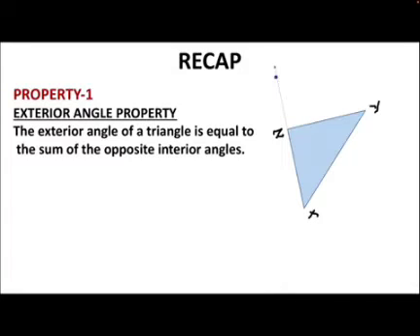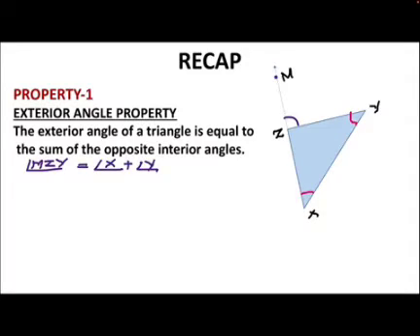Now I have given you a triangle here, XYZ, and XZ is extended. The line passes through M. So the exterior angle is formed at MZY. Okay, so according to the property, angle MZY, that is this angle, is equal to the sum of angle Y and angle Z. That is the exterior angle property of a triangle.